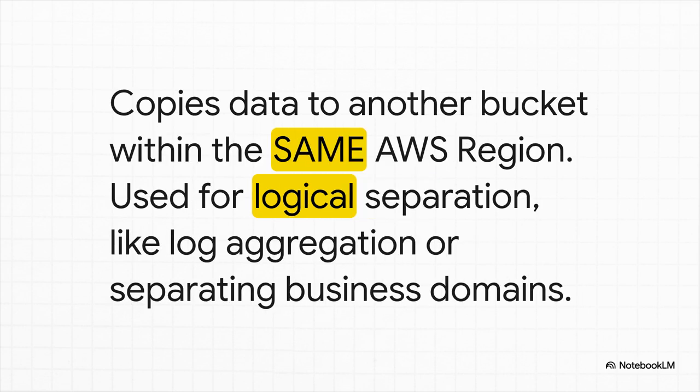And on the other hand, you've got same-region replication, or SRR. This copies your data to another bucket too, but it stays within the very same AWS region. Now you might be thinking, wait, why would I do that? Well, this is perfect when you need to separate your data for logical reasons. Like maybe you want to pull all your log files together into one central bucket. Or you want to keep your production and development data copies separate, but still geographically close.